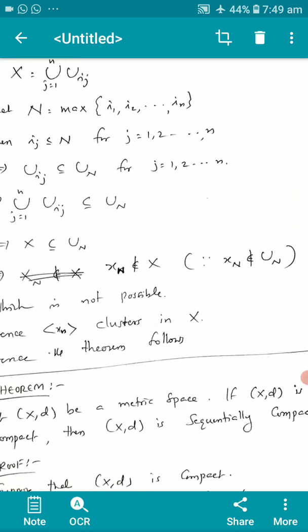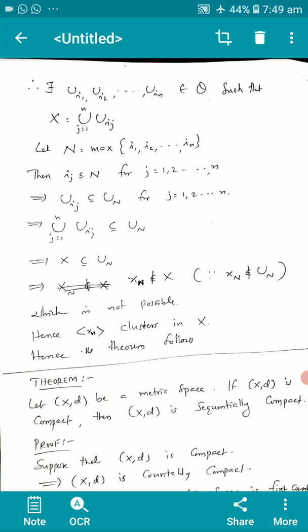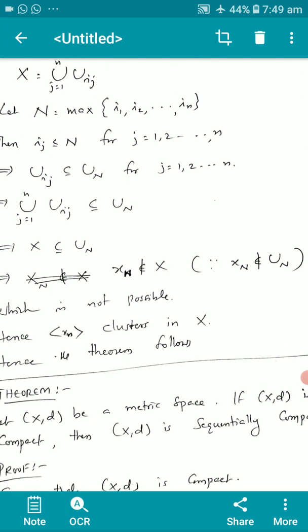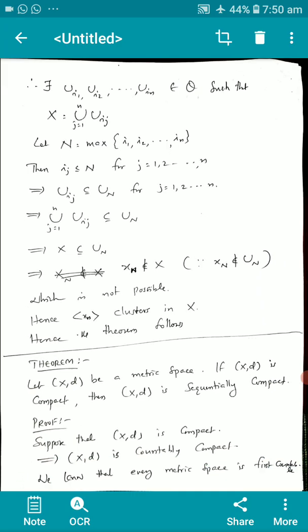This implies uij is a subset or equal to uN for j equal to 1 to n, which implies the union of uij is a subset or equal to uN, or capital X is a subset or equal to uN, which implies xN is not an element of capital X. Why? Since xN is not an element of uN, which is not possible, and hence the sequence xn clusters in X, or the theorem follows.